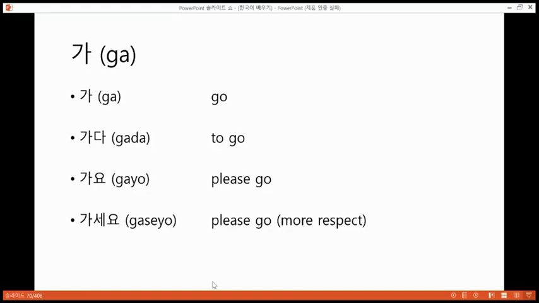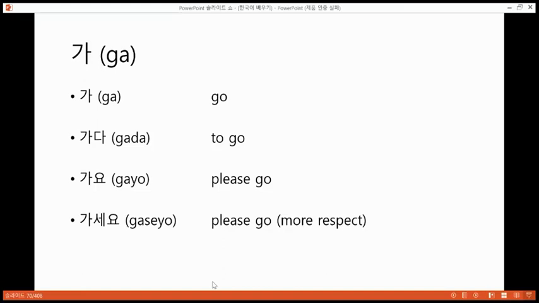Okay, let's say one more time, 가요. So 가요 can be I go or do you go. You can also say please go. Can you say 가요? That means please go. We can make it more respectful. 가세요. If you change 요 into 세요, that becomes more respectful. So 가요 has three usages. One is I go, another one is do you go, another one is please go, depending on intonation.